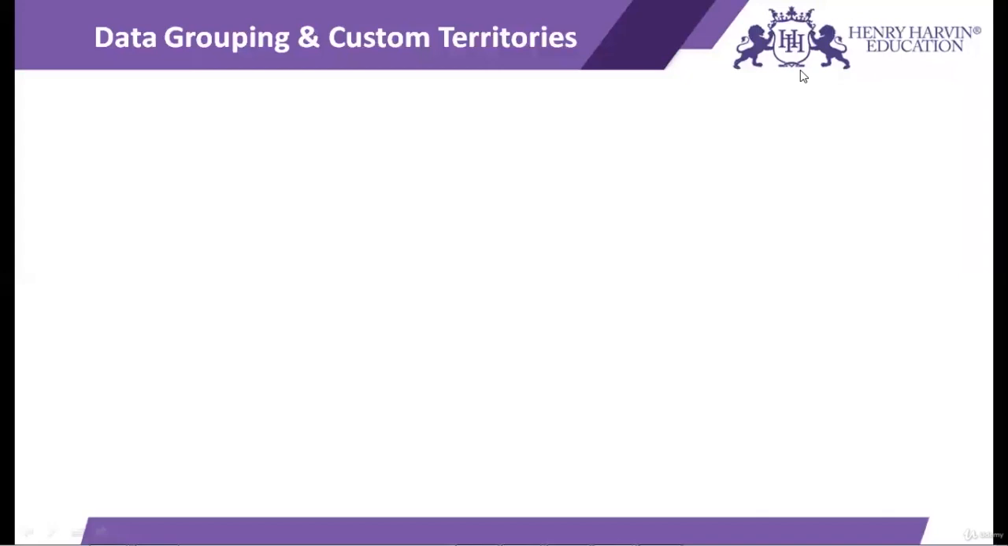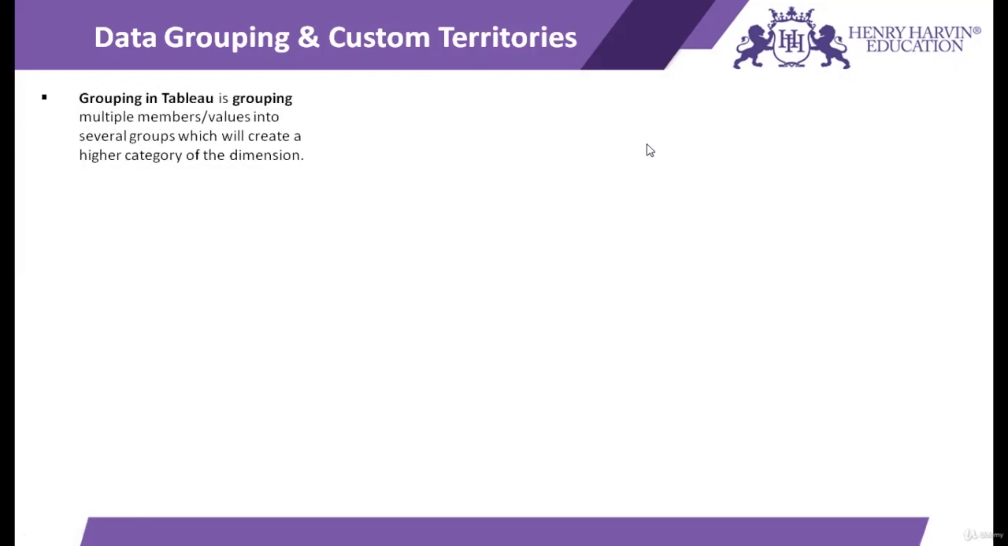Hi all. Today we are going to discuss data grouping and custom territories in Tableau. As we had studied sets, grouping is somewhat similar to sets, but there are some minor differences. We'll cover them as well. But as of now, the basic definition of grouping: in grouping, we group together multiple members within the same dimension in a data set, and we create sub categories for those particular dimensions.